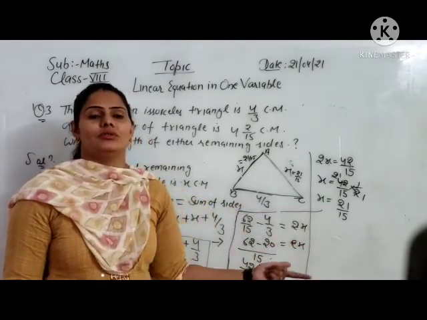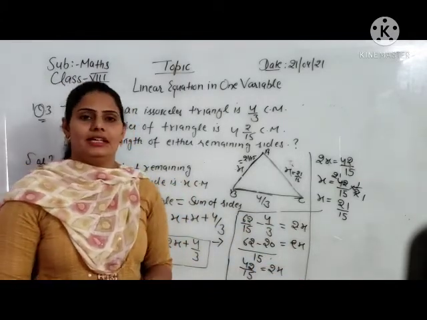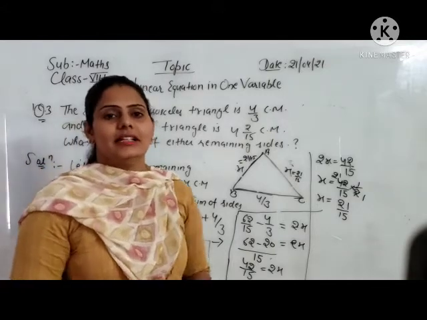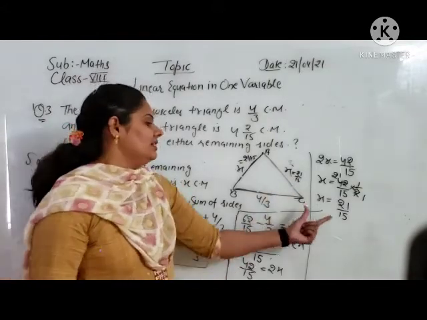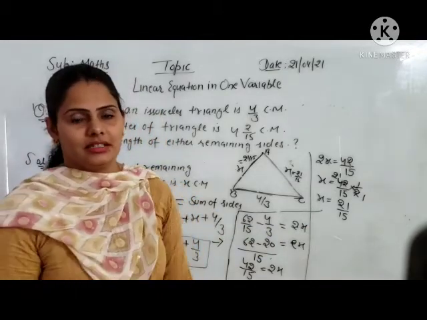But what did you assume the value of x to be? The value of x is the length of each remaining side. So you can say the length of each side will be 21 upon 15 centimeter. Clear?